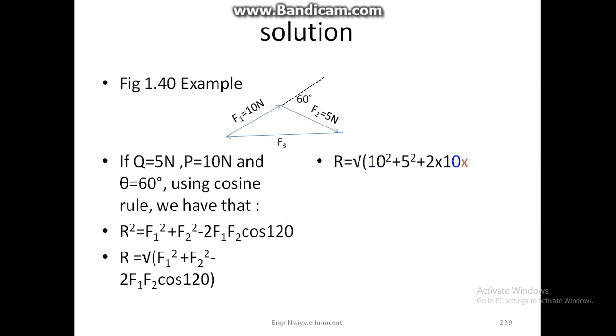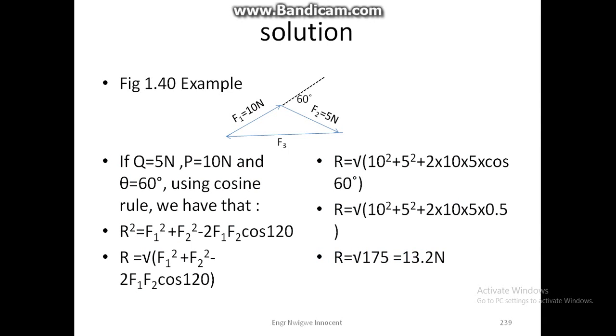R, now substituting and putting in the values, we have the square root of, in brackets, 10 squared plus 5 squared plus 2 times 10 times 5 cos 60 degrees. R is equal to the square root of, in brackets, 10 squared plus 5 squared plus 10 times 5 times 0.5. R is equal to the square root of, by doing the sum, we have 175, which will give us 13.2 Newton.